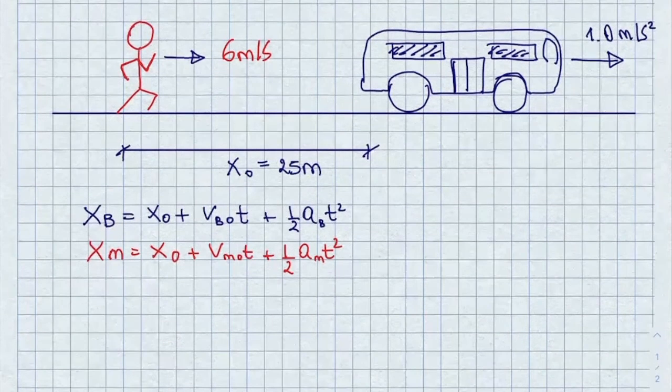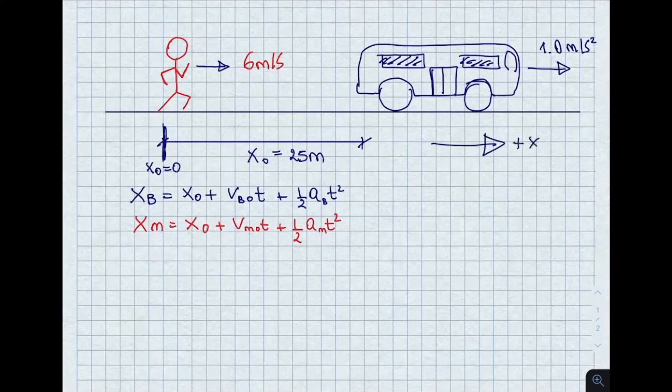In order to solve these problems, we have to set the position of the man and the position of the bus equal to each other. Because if the man is able to catch the bus, then his position and the bus position will be equal. In this problem, I will use blue for the bus and red for the man. It's also a good time to set the coordinate system. We'll choose this to be x0, the initial position at 0, and this is the positive x direction.